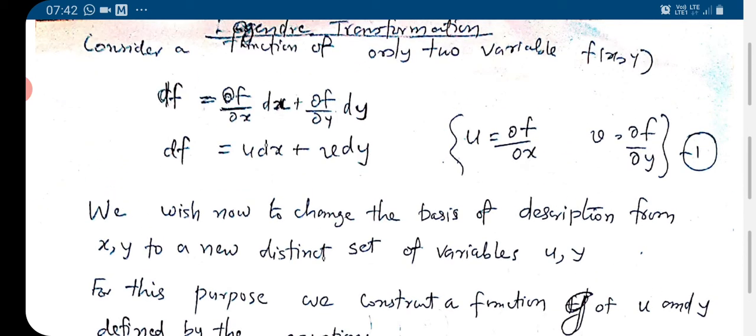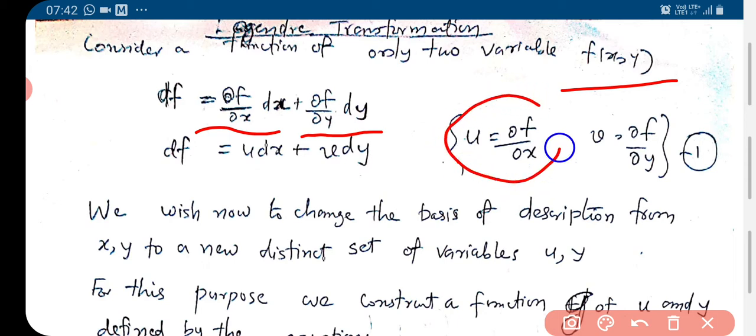Consider a function of two variables, f of x, y. One can write df as ∂f/∂x dx plus ∂f/∂y dy. If we write ∂f/∂x as u, we can write this as u dx, and if we write ∂f/∂y as v, we have v dy. So df is equal to u dx plus v dy.